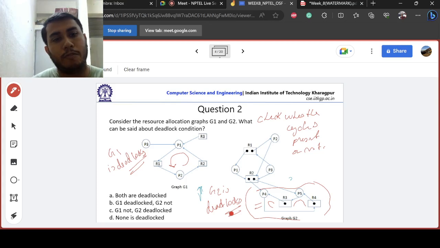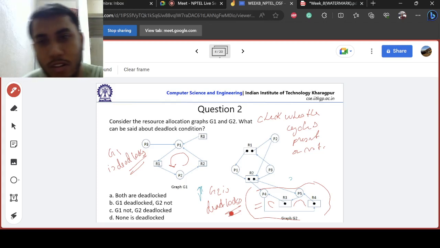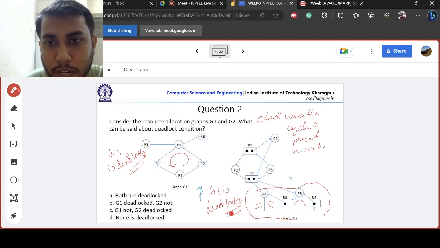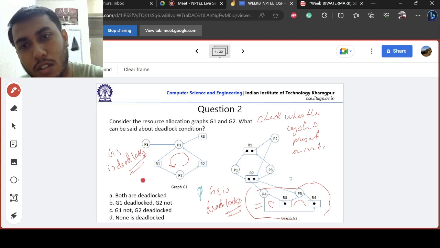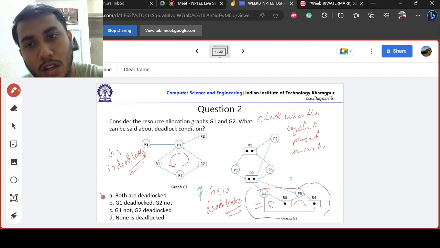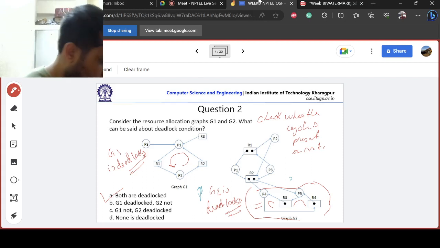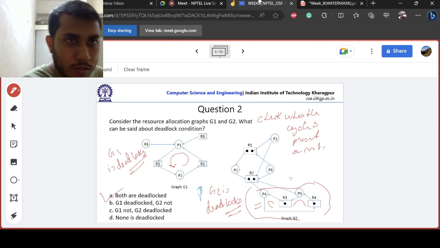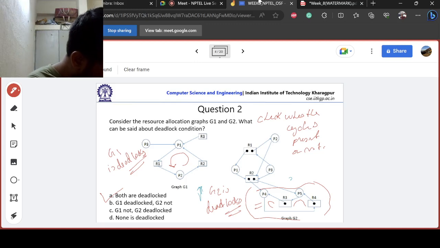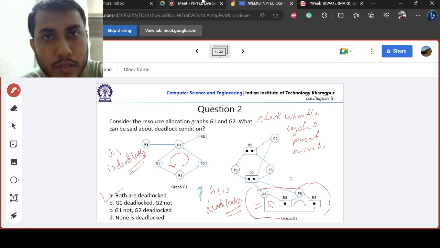So what we need to find is whether a cycle was present or not. Since a cycle was present in both of them, G1 is deadlocked and G2 is also in deadlock. So the correct answer is option A, both are deadlocked. So any doubt regarding this? Okay, so let's go to the next question.